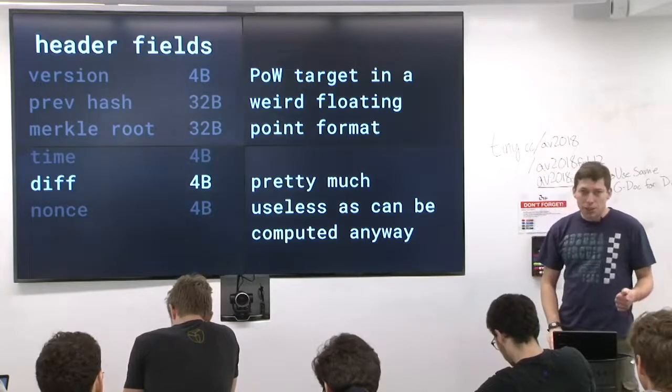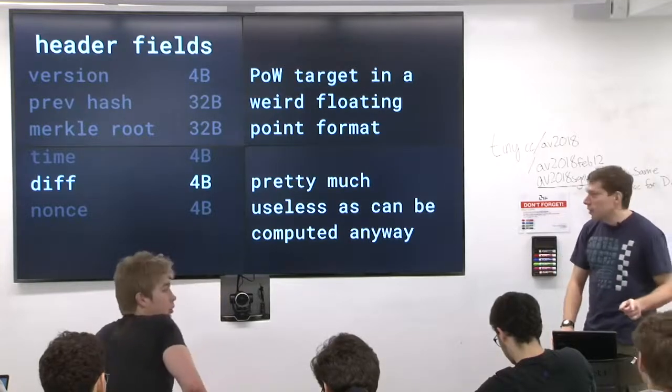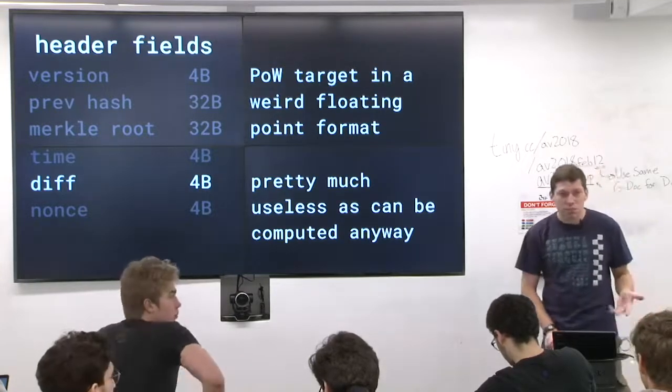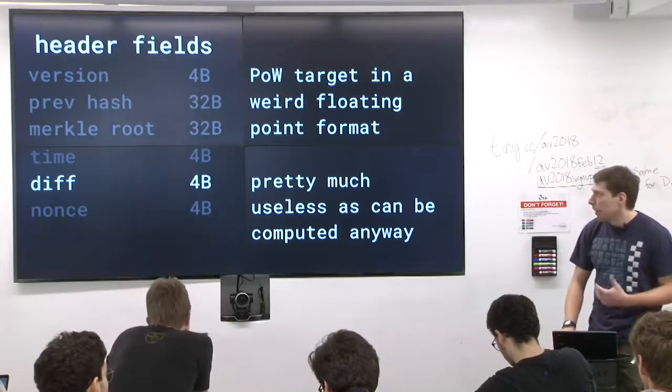Any other questions? Yeah? How many transactions are usually in the block? Oh, I'll get to that. Right now, a couple thousand, 4,000-ish. I'll get to that, I think. I have that. No, but yeah, in the Merkle root.